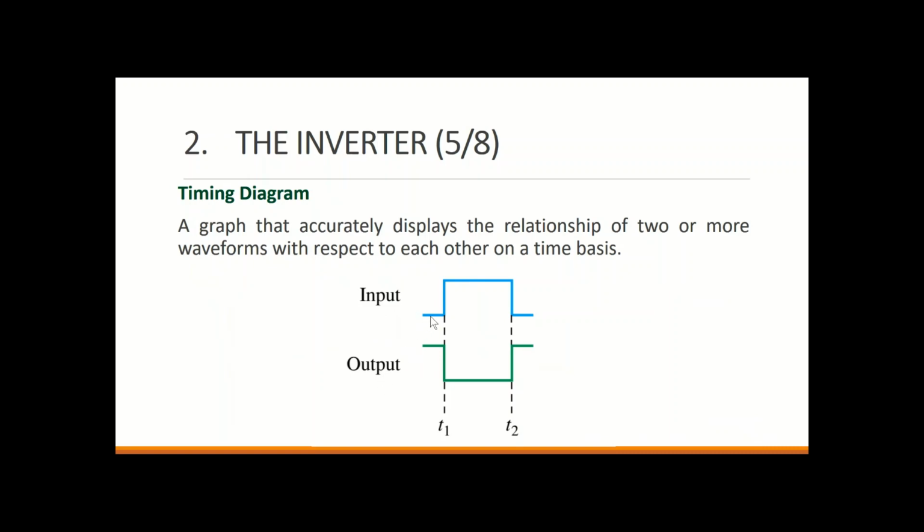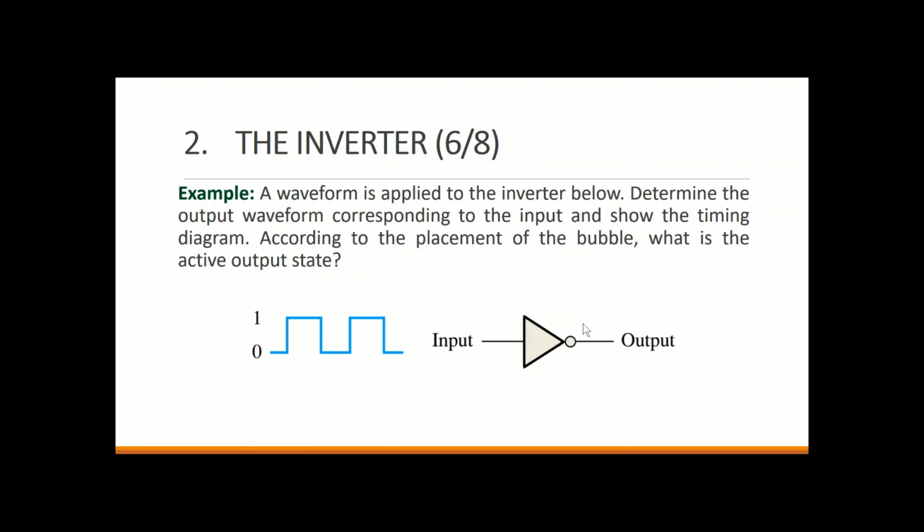How do we do it? We need to sketch dotted lines exactly with the edges of the input and see how the output reacts. Let's take an example here. For this example, we have this waveform. You see these levels, 1 and 0. When it changes from 0, we have an edge. Then you need to provide the dotted line here.